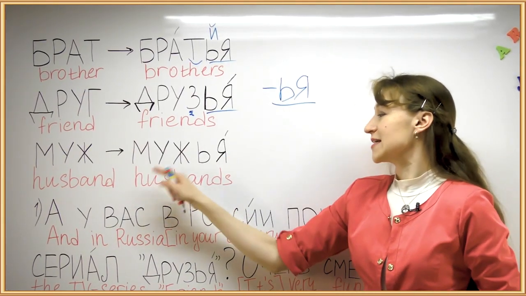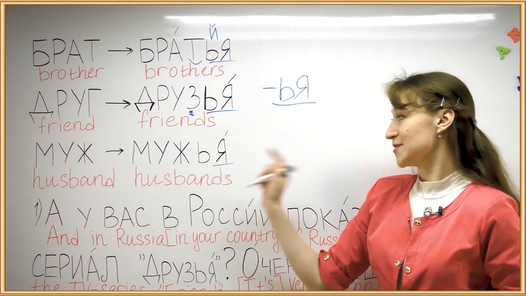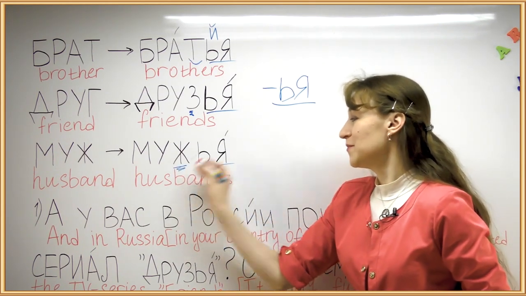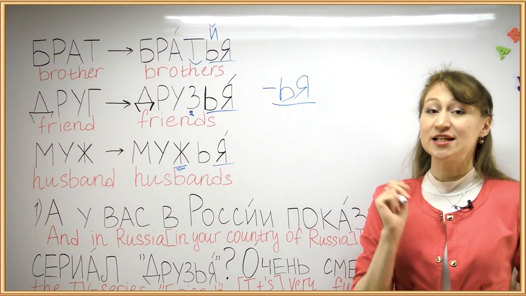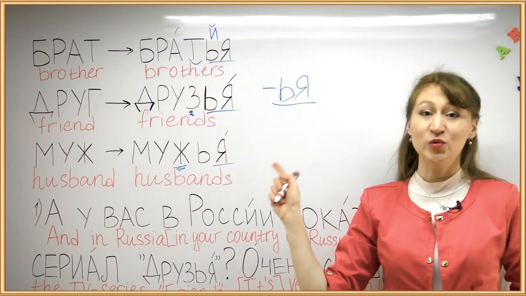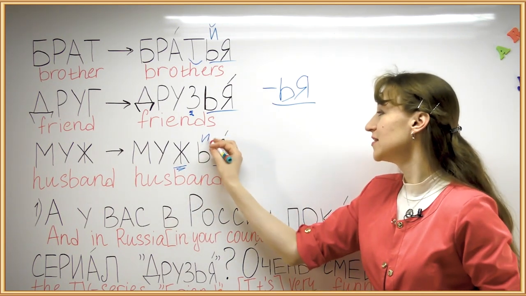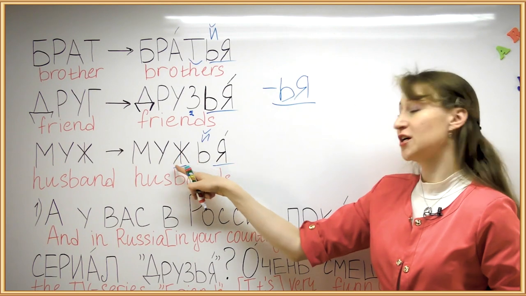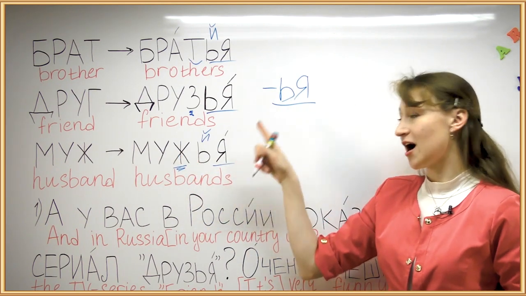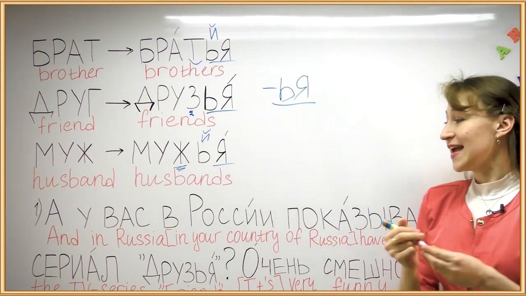Муж, husband, мужья. Remember that this consonant ж does not become soft like ч. It always stays ж, hard, but still we have this sound between ж and я at the end. Мужья.